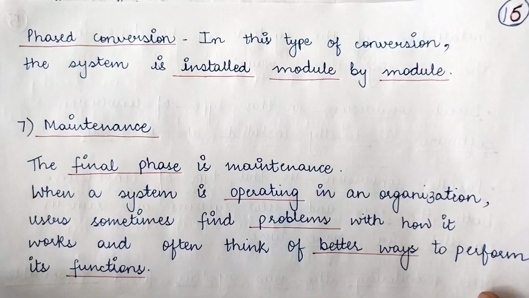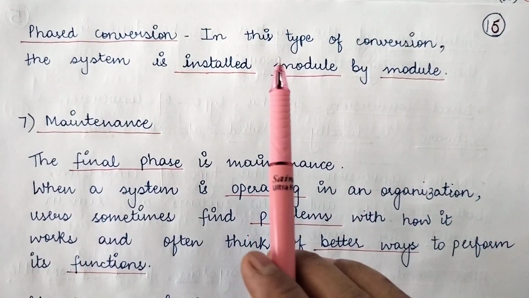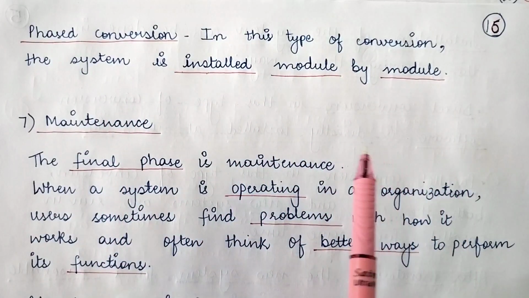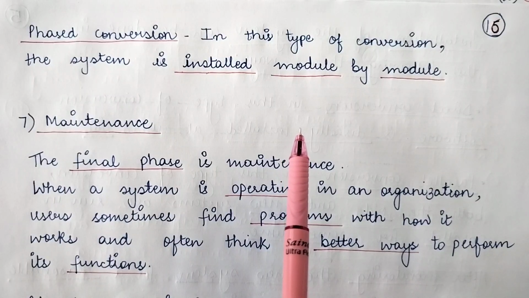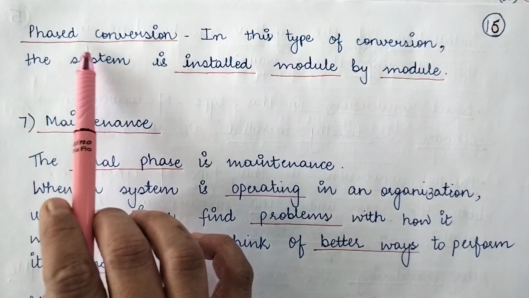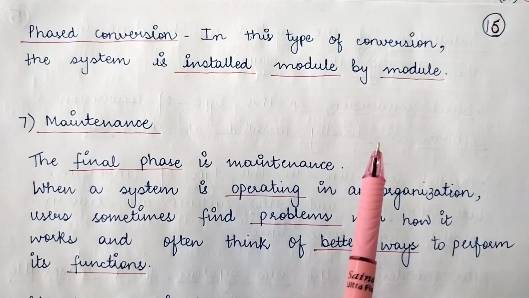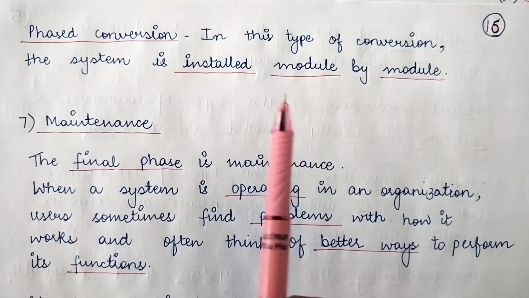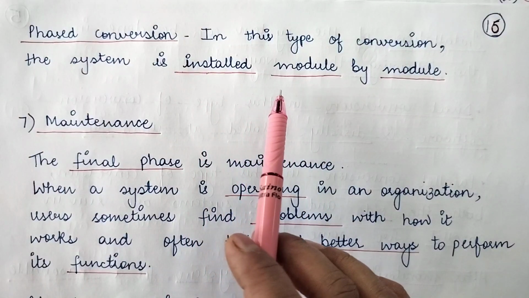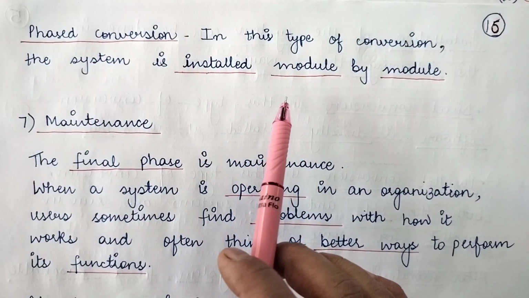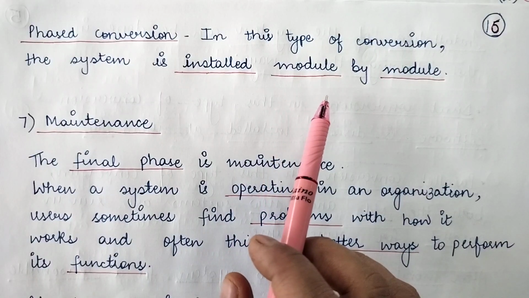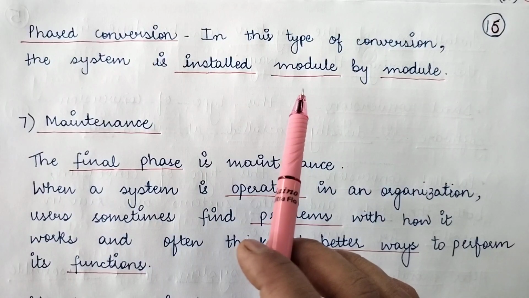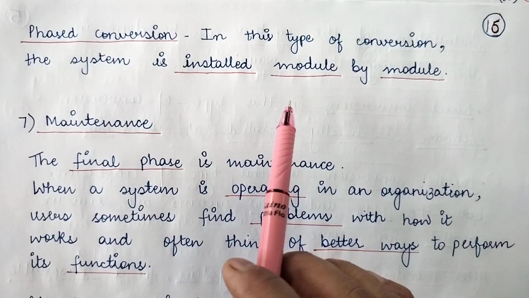Then there is phased conversion, wherein the system is installed module by module. As the name says, phased conversion means the new information system is installed in various phases. So you do not install the entire information system all at once, but as and when each module is ready and tested, those modules are installed at the user's site. So one module is ready, you install that module. Another module is ready, you test it and then install that module. So module by module you install the system at the user site.